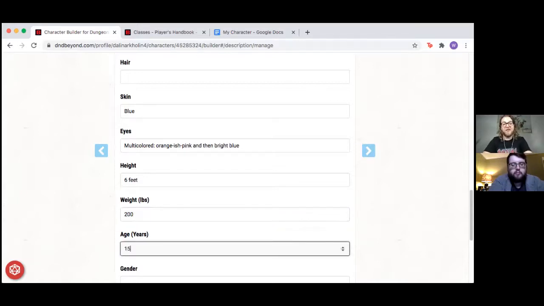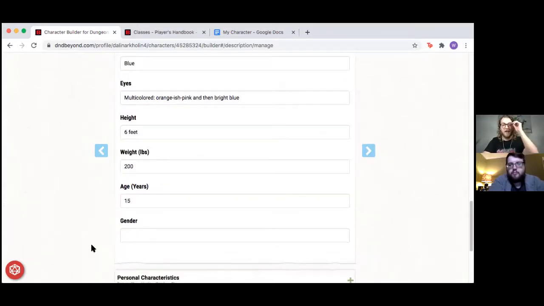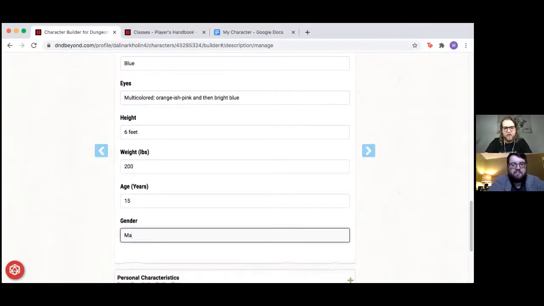Age, here's the cool thing. Dragonborns reach adulthood at 15. So I'm going to be like the youngest adult dragonborn you can be. I am a man or male.